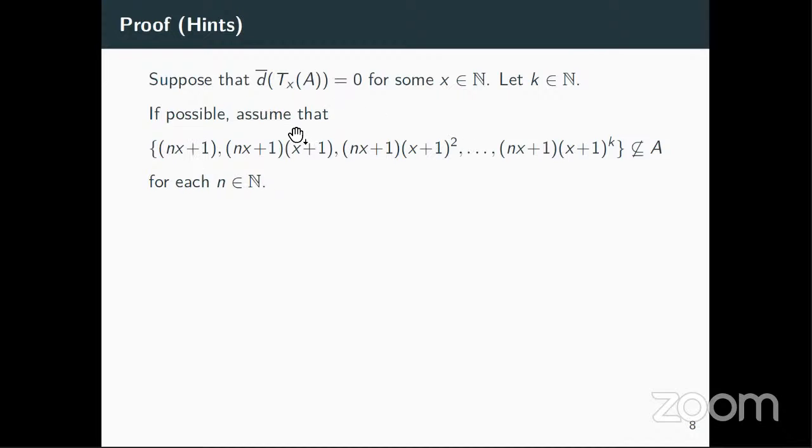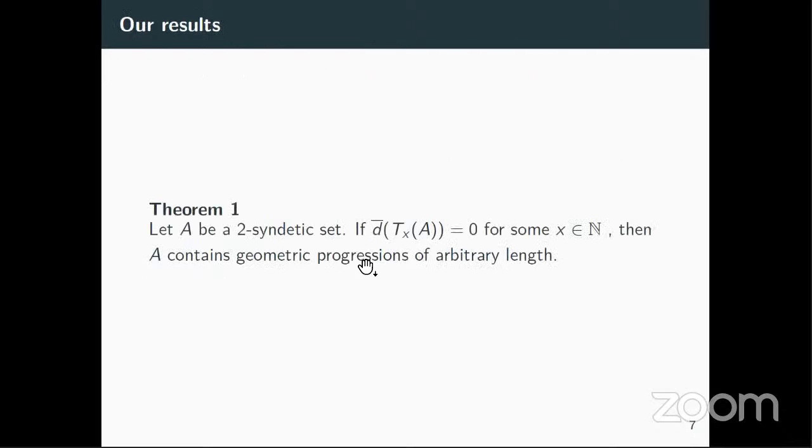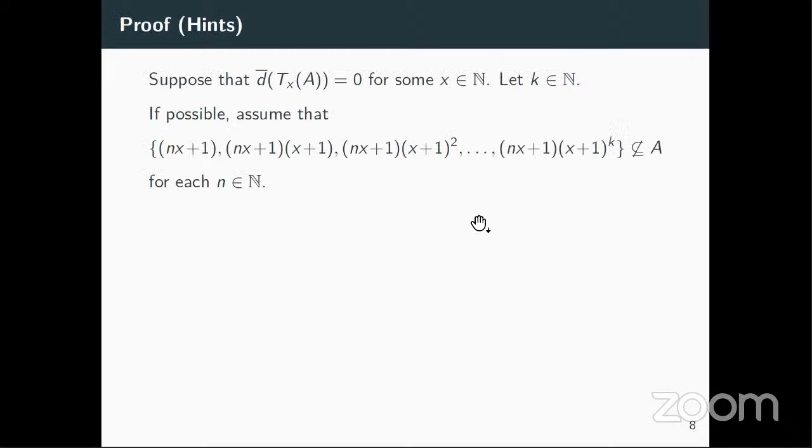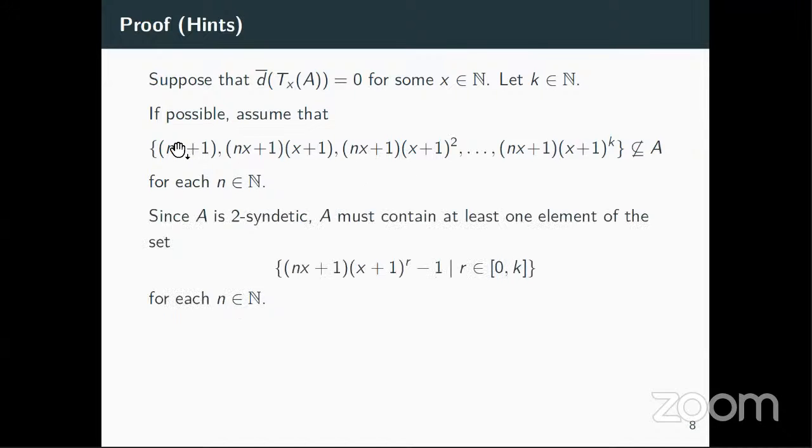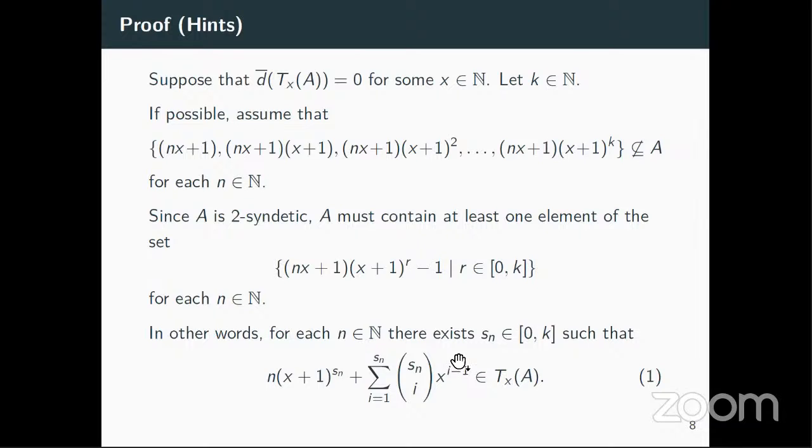If A does not contain geometric progressions of arbitrary length, this means that A does not contain this type of configuration for any natural number n. Now, since A is 2-syndetic, we use the property of 2-syndeticity. If these numbers are not in the set A, then we subtract one, and this set is going to be inside the set A, and this happens for all n. If we rewrite this, we can observe that this is going to be inside T_x of A.